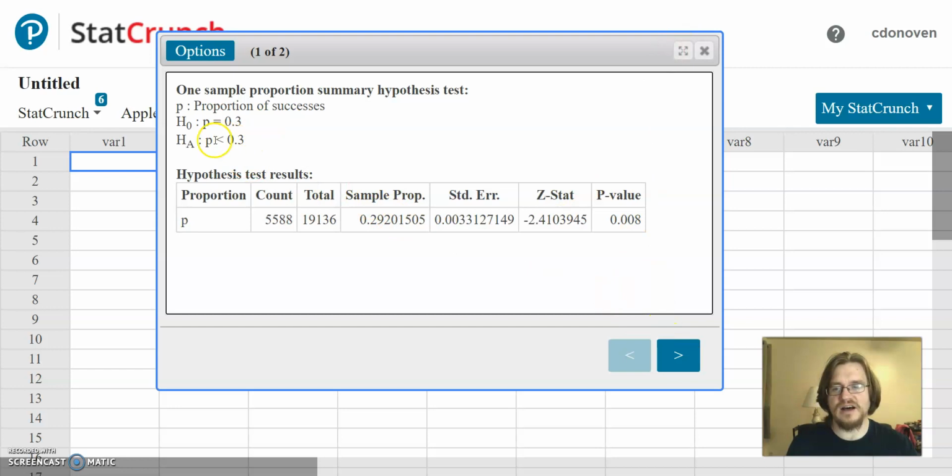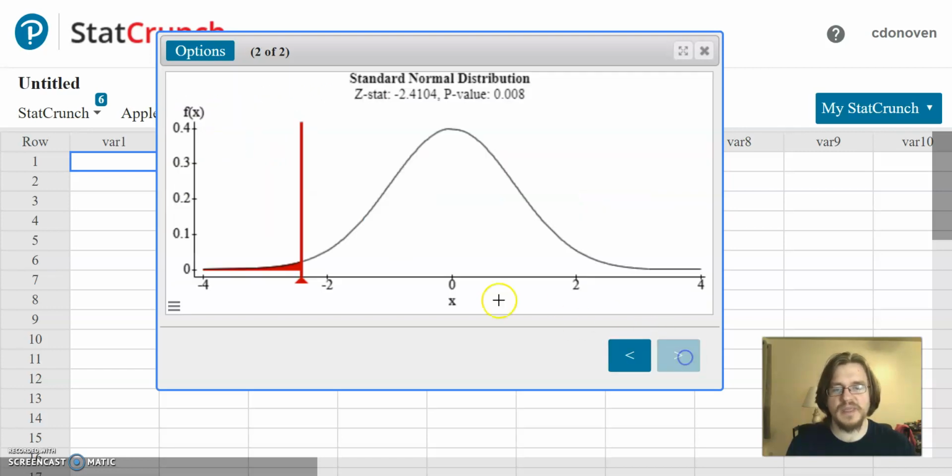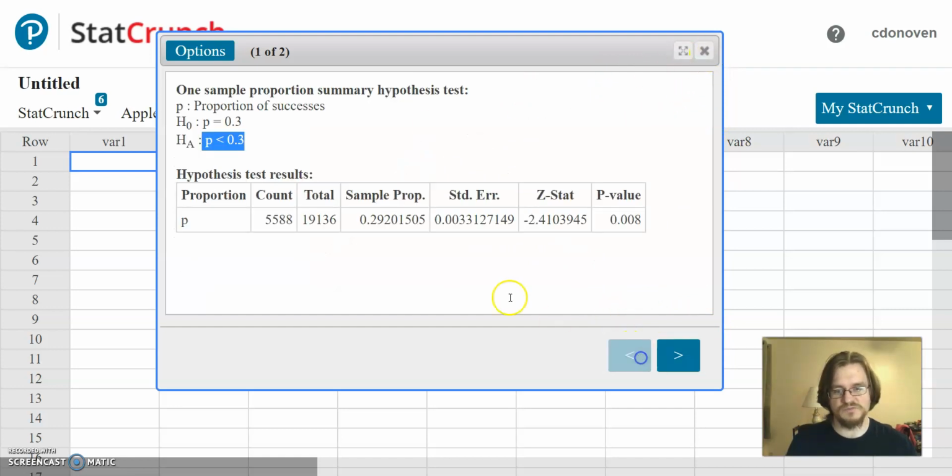And again, with the alternative hypothesis being p is less than 0.3, this is going to be just a single-tailed hypothesis test. So we can see that this area down here is going to be 0.008. So this is just a quick glimpse into how to use StatCrunch to find all of the test statistics and p-values for you.